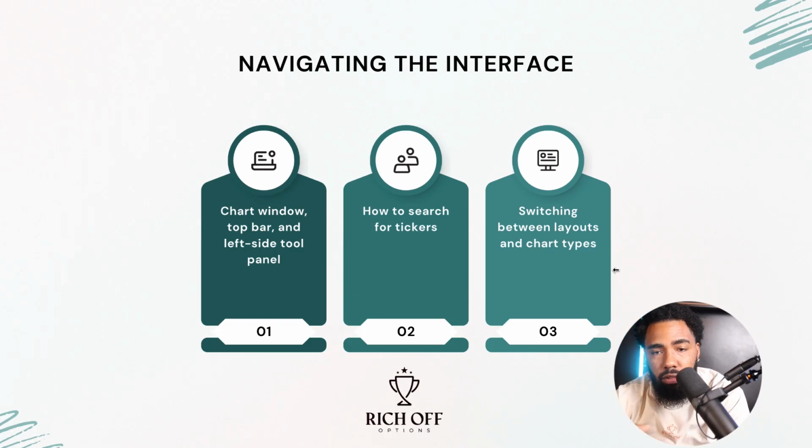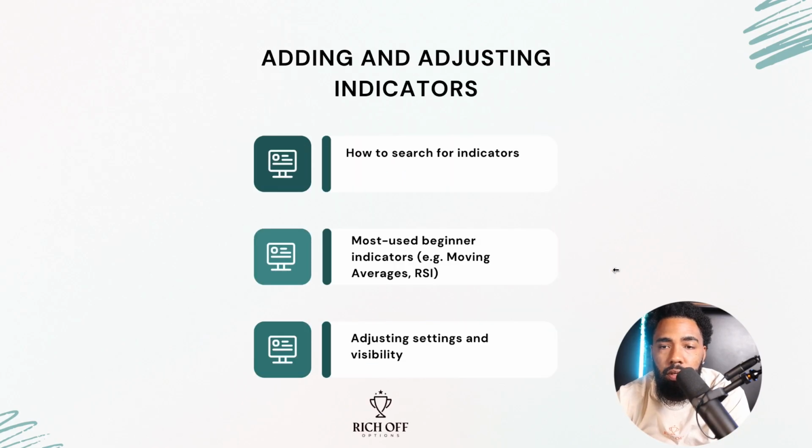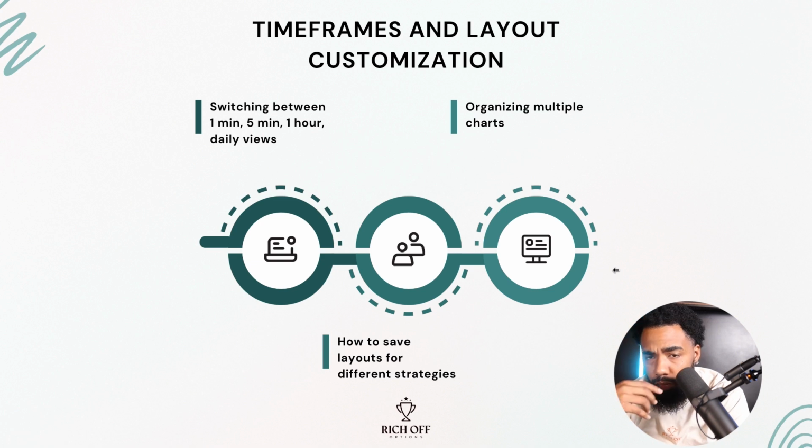Navigating the interface: chart window, top bar, left side tool panel, how to search for tickers, switching between layouts, and chart types. We're going to go over adding and adjusting indicators, how to search for indicators, most used beginner indicators, adjusting settings and visibility, switching between different time frames, organizing multiple charts.